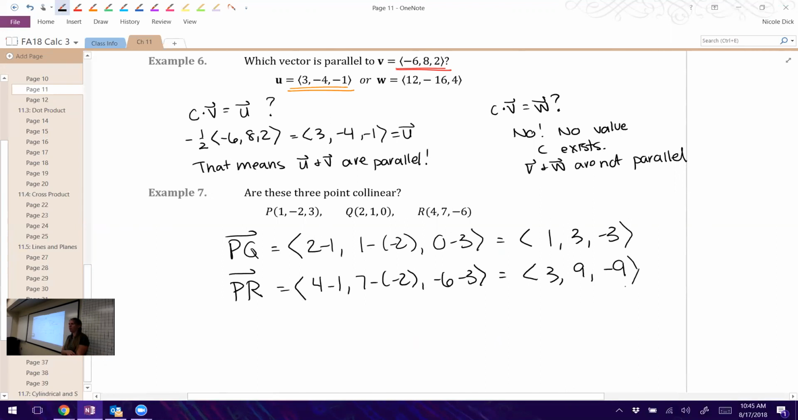And are those guys scalar multiples? They are. Yeah, so we can see that if I multiply this whole vector by 3, I'm going to get that other one over here. So we're good. So we know that these two things are parallel.